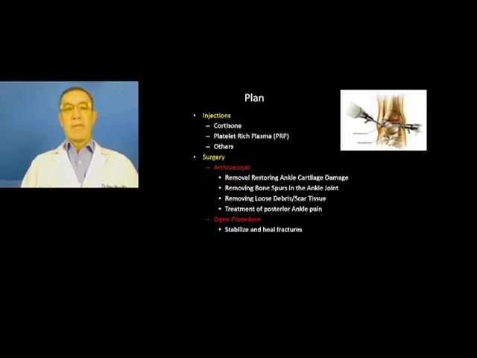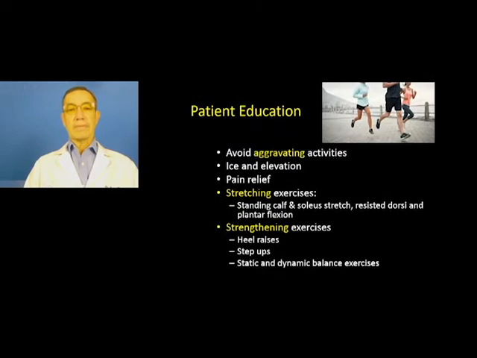After that, more advanced things can be injections such as cortisone or even platelet-rich plasma, which are some biologicals. There are other things that can be injected. Surgery, which is rare, can be arthroscopic, where you remove irritated debris, cartilage, bone spurs. But also, you can do open procedures that are used to stabilize, especially with fractures.